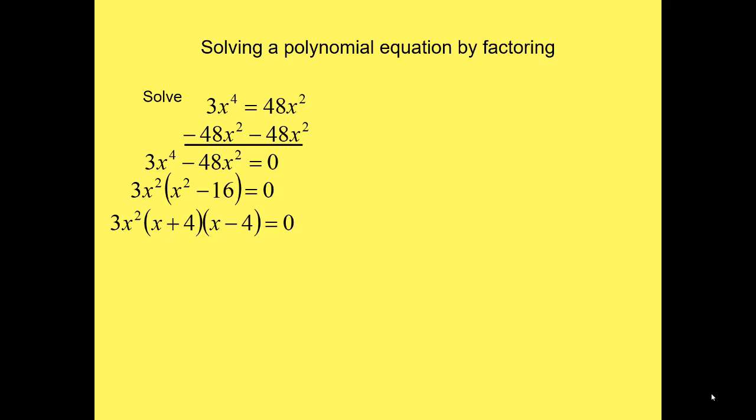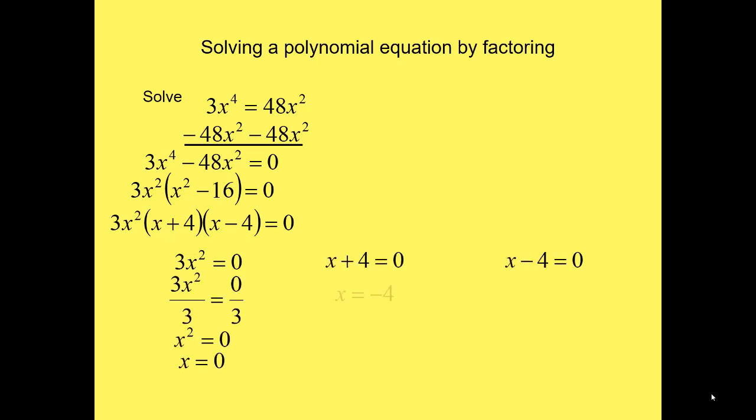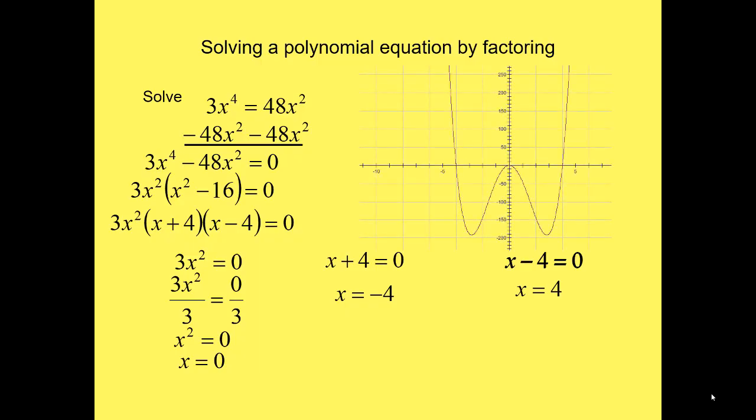And now I've got the three factors set equal to 0, so I can set each factor equal to 0 and solve. So x equals 0, x equals -4, x equals 4. And I just throw a graph up here so you can see why those solutions are what they are.